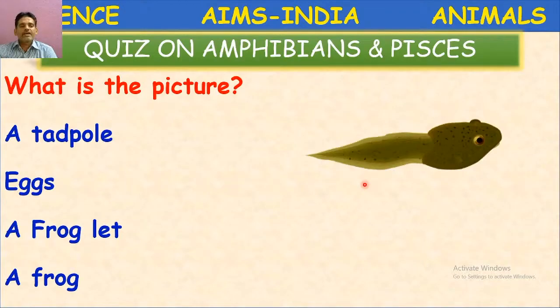tadpole. In the beginning only we studied the tadpole is the larva of a frog. It respires through gills. It has a tail. It develops into frog, froglet, then adult frog. So the first stage, eggs hatch into tadpole larva. This is the tadpole larva. Next question.